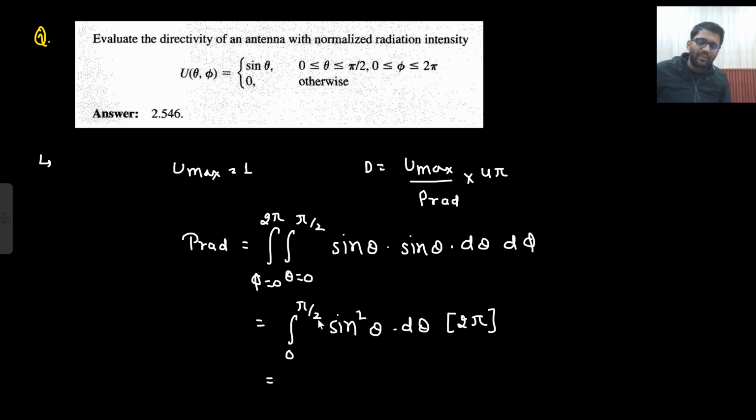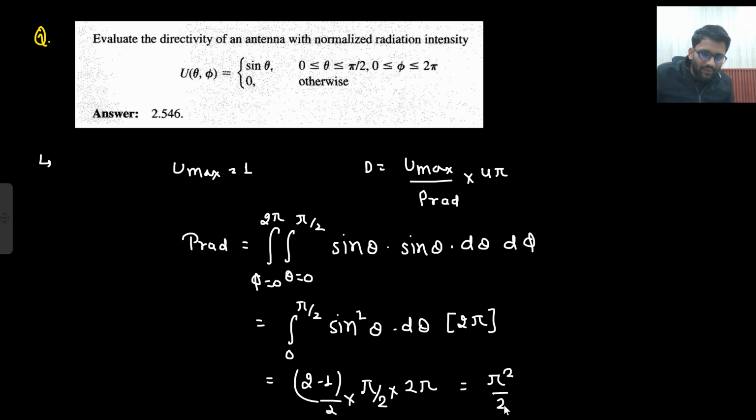So what will be the answer for this one? The answer would be (2 minus 1) upon 2 into pi by 2 into 2 pi. The 2 and 2 are getting cancelled. So what we are getting? Pi square by 2, right? From here, directivity is 4 pi divided by pi square by 2, so 8 by pi, 2.546.